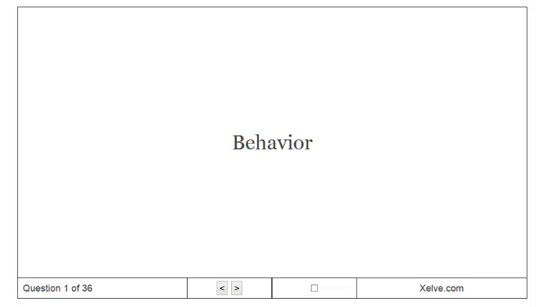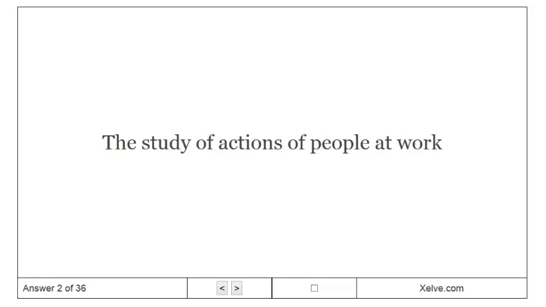Misbehavior. The actions of people. Organizational behavior. The study of actions of people at work.